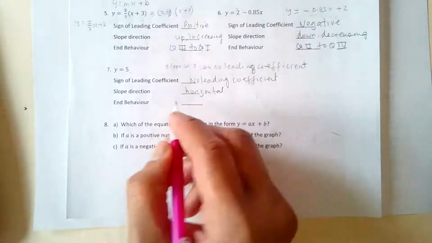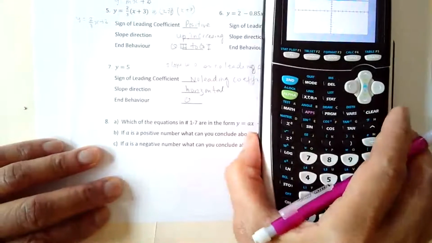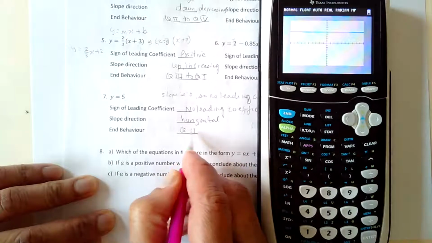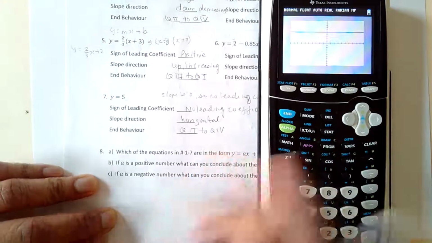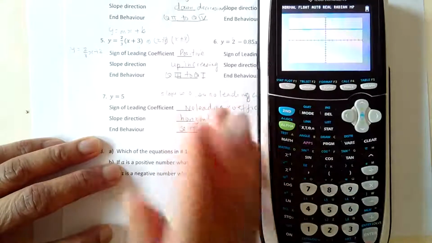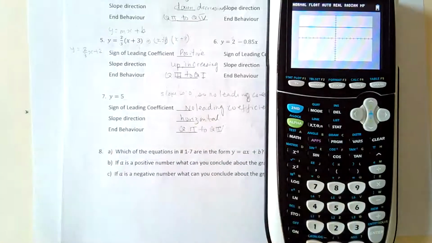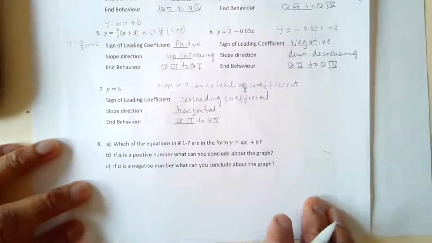So slope direction, we say horizontal. Flat. The end behavior now, it's from quadrant 2 to quadrant 4. Oh, sorry, quadrant 2 to quadrant 1. Let's go to quadrant 1 there. Okay, so there we go.